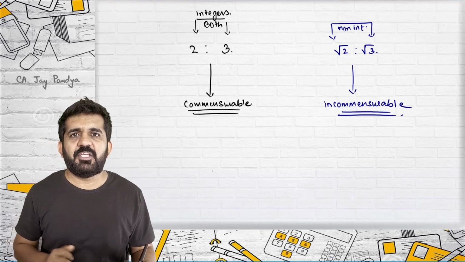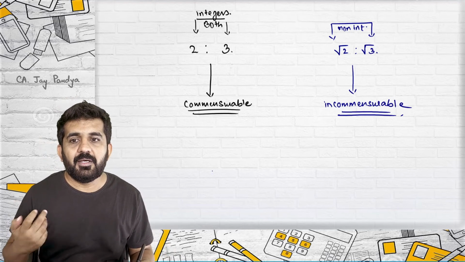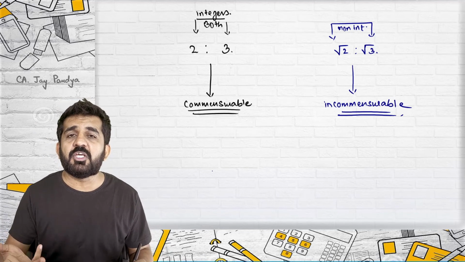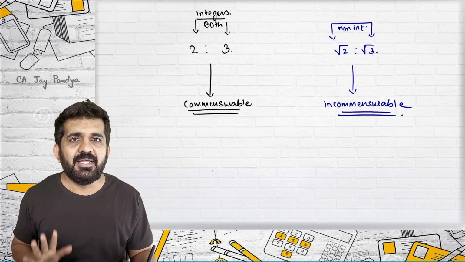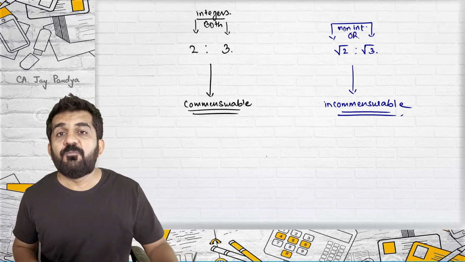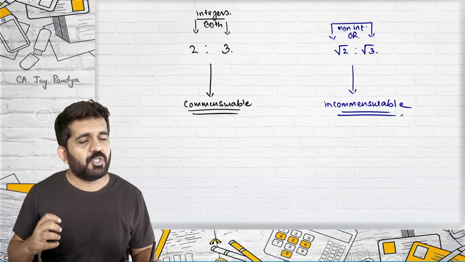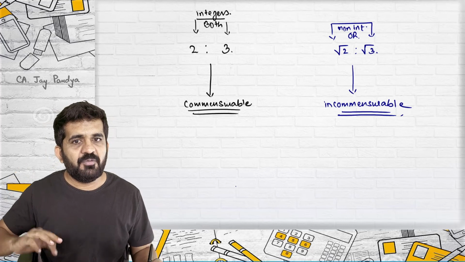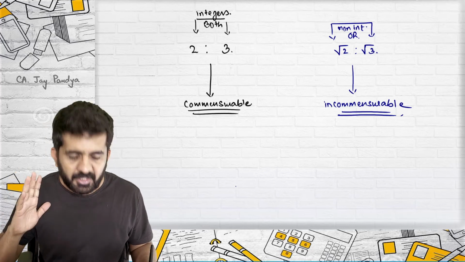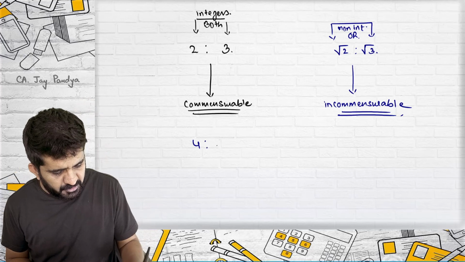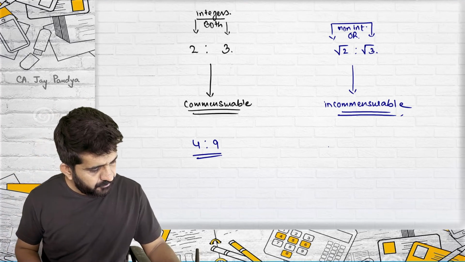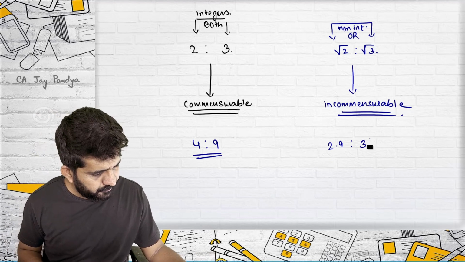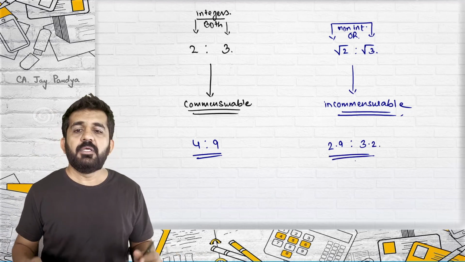So commensurable ratio, if both the terms are integers. If one of the terms is non-integer, then the ratio will be termed as incommensurable. Commensurable if both are integers, otherwise it will be incommensurable. So 4 is to 9 is commensurable, 2.9 is to 3.2 is incommensurable.